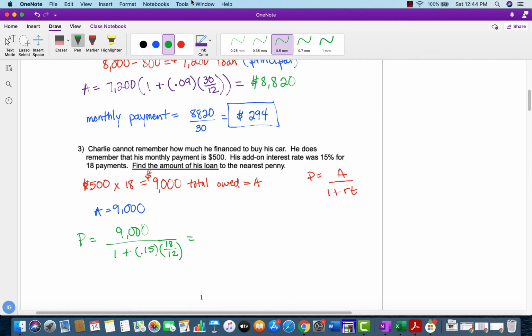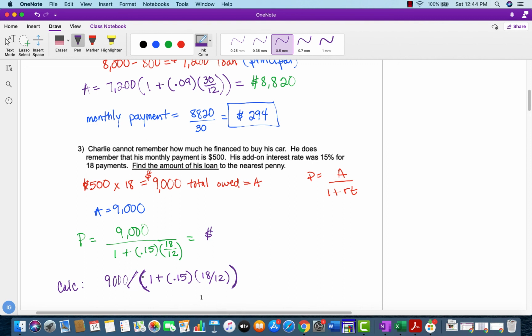Okay, so let's see what that is. Type it in the calculator. Be careful if you're typing this on the calculator. You're going to put 9,000 divided by, and you want to put parentheses 1 plus parentheses 0.15 parentheses 18 over 12 and close the parentheses. You can type it all like this and that should give you the correct answer. Don't forget the parentheses at the beginning and at the end.